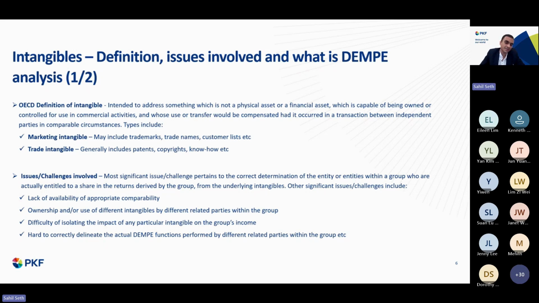And that's why the lack of ability to find appropriate comparability is one of the key challenges to be found out. And then again, as I mentioned, ownership of the intangibles by different related parties within the group, as to which entity is owning, etc.